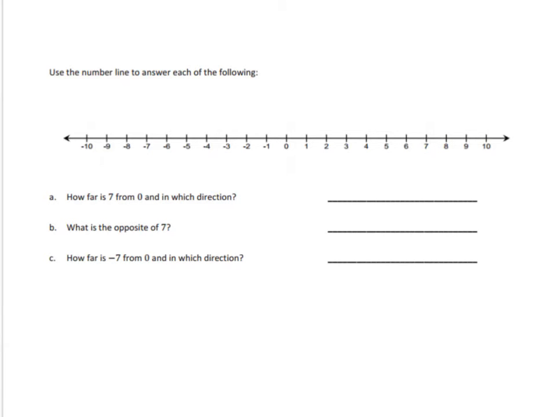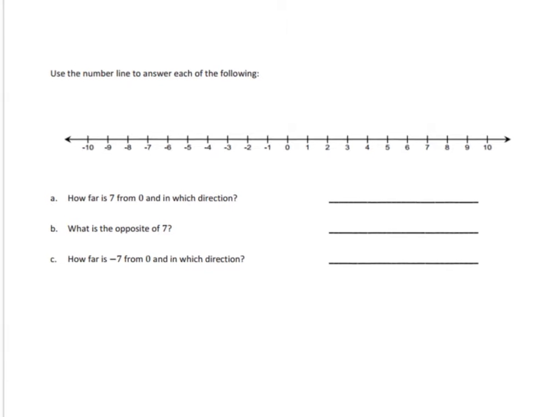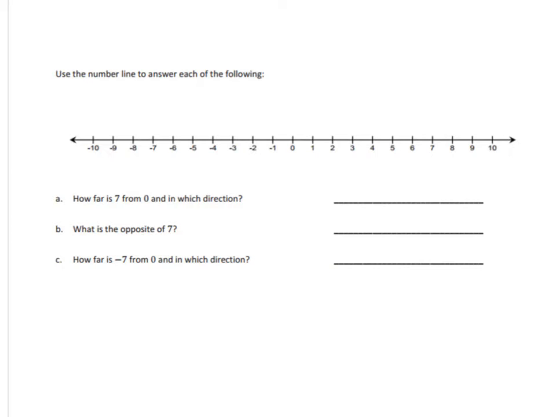So number 1 says, how far is 7 from 0 and in which direction? So I'm going to start at 0 always, and then I'm going to count to 7. So it's 1, 2, 3, 4, 5, 6, 7. My distance there is 7. And what direction? When I'm moving to the right of 0, I am moving into the positive direction.